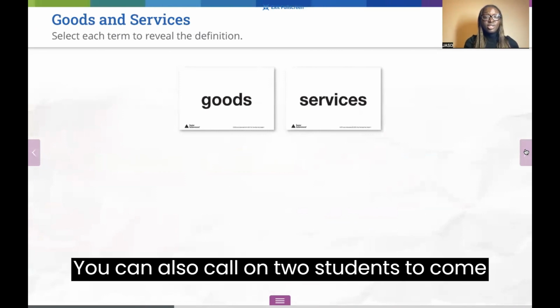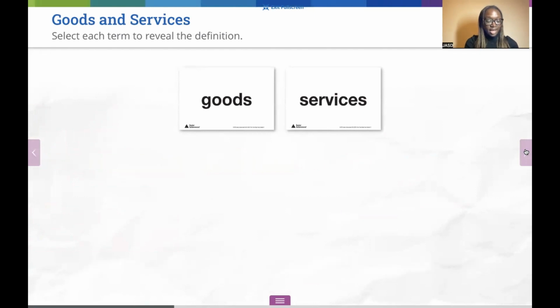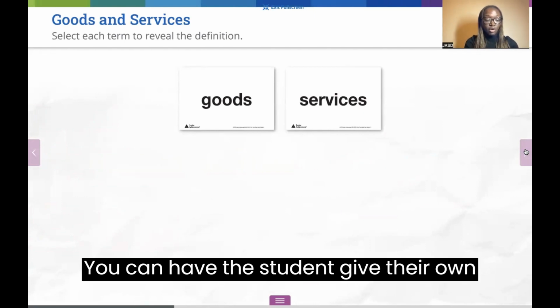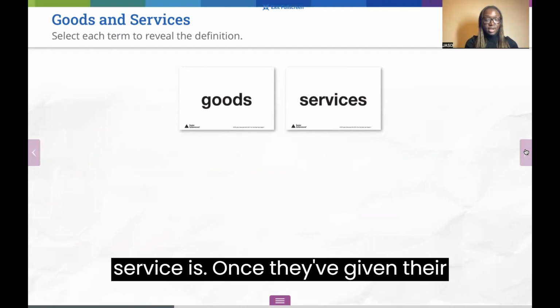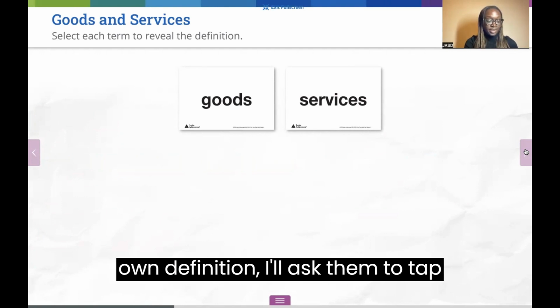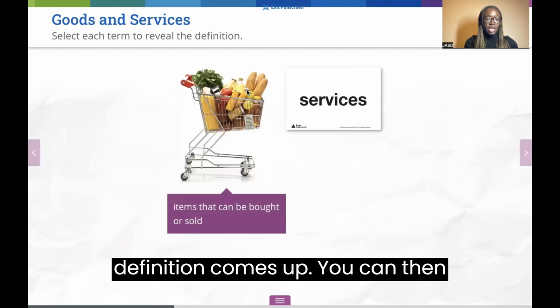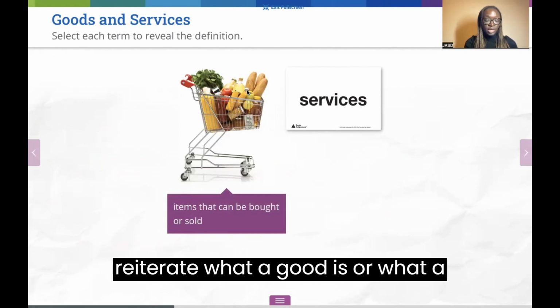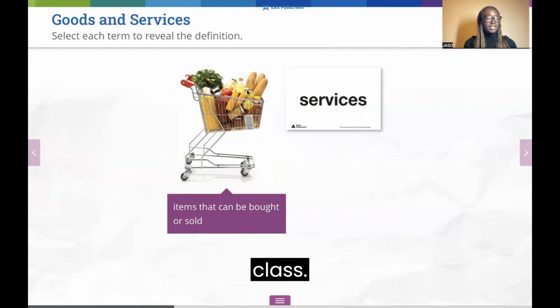You can also call on 2 students to come up to the front to be your vocab expert. You can have the student give their own definition of what a good is or what a service is. Once they've given their own definition, I'll ask them to tap on the card so the definition comes up. You can then reiterate what a good is or what a service is as you're talking to your class.